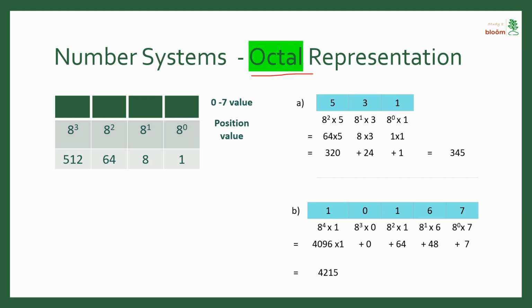Let's take another example. Here we have the octal number 10167. Again we have to find the position values. Here 1, here 8, here 64, and here we don't need it, as when we multiply by 0, it's 0. Here 4096. Then after that we have to multiply with the value. 1 multiply with 7, 8 multiply with 6, here 64 multiply with 1, and here 8 to the power 4 multiply with 1. Here we can get the decimal representation.